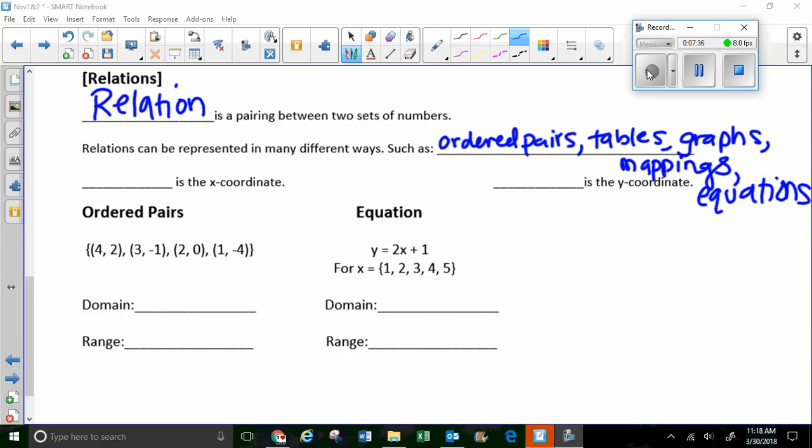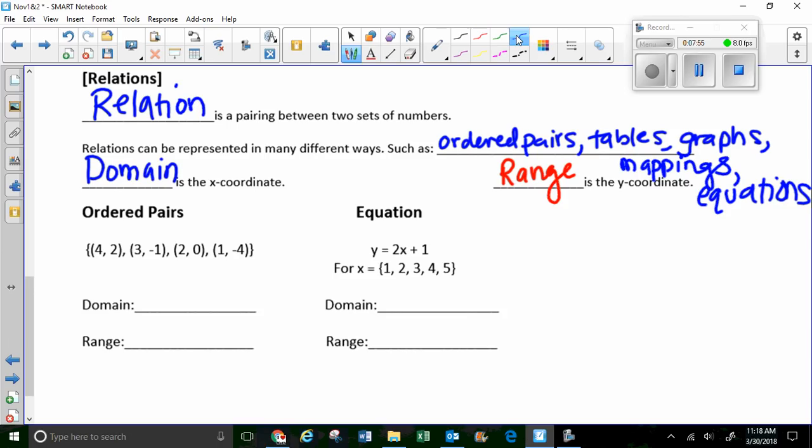And remember that the domain is going to be the x values, the x coordinates, and range are the y values, the y coordinates. So I'm going to try and use blue for any x or domain value and red for any range or y value, just to keep it straight.